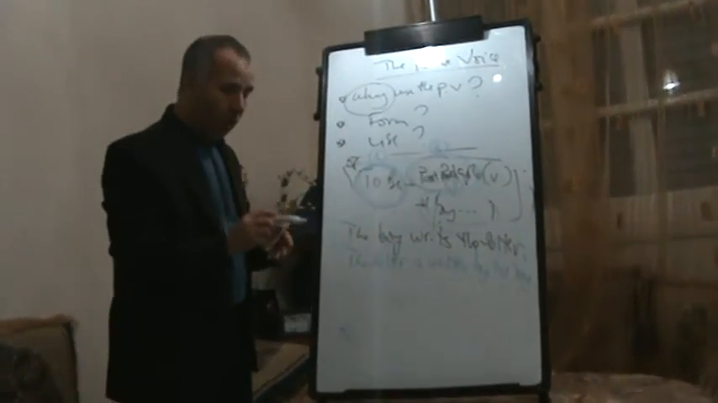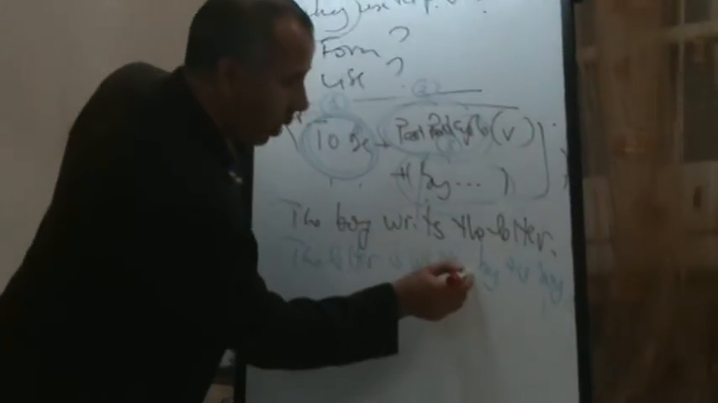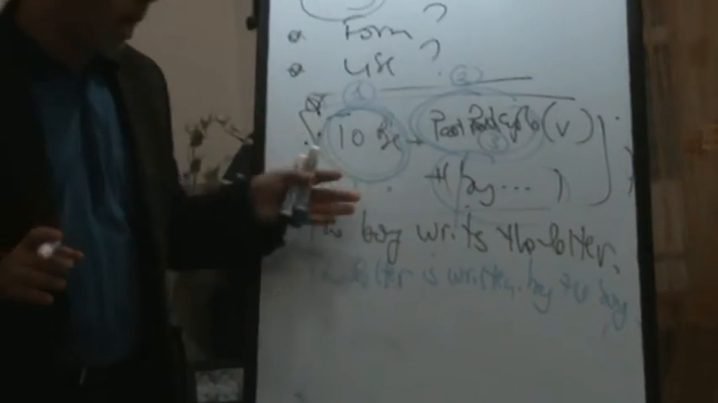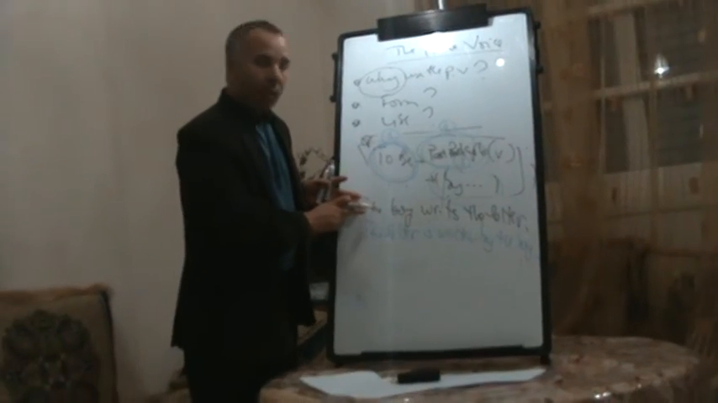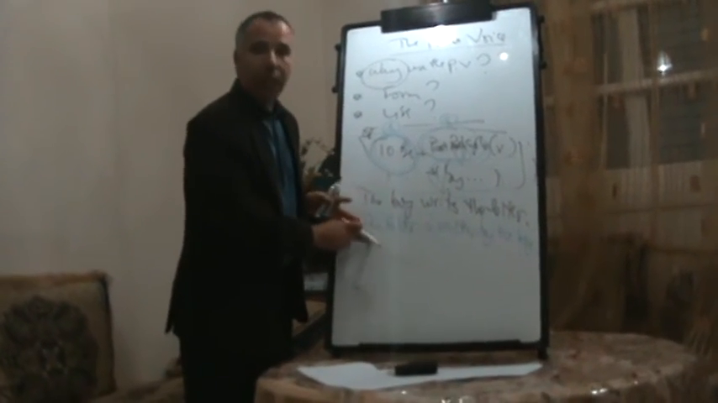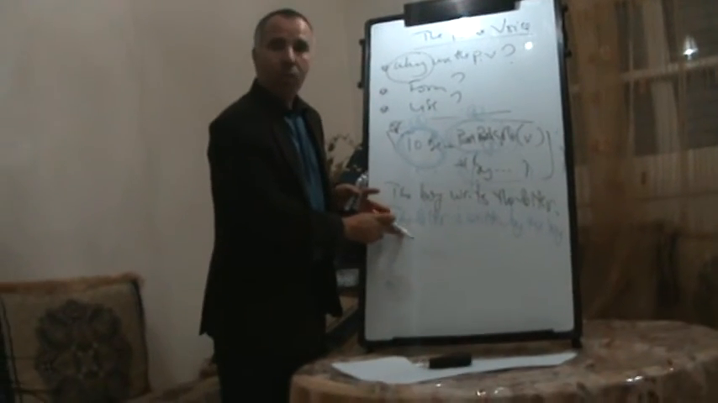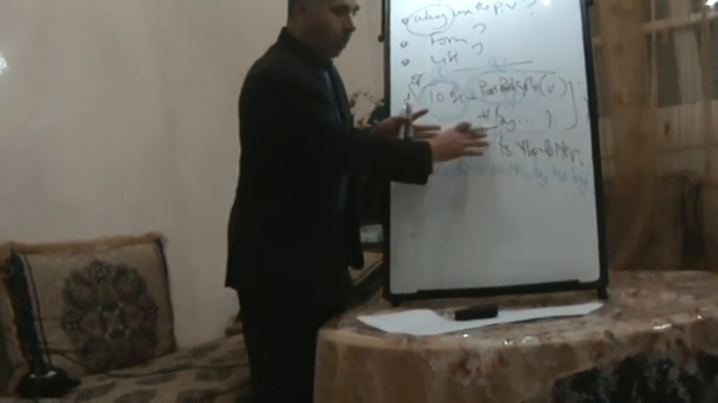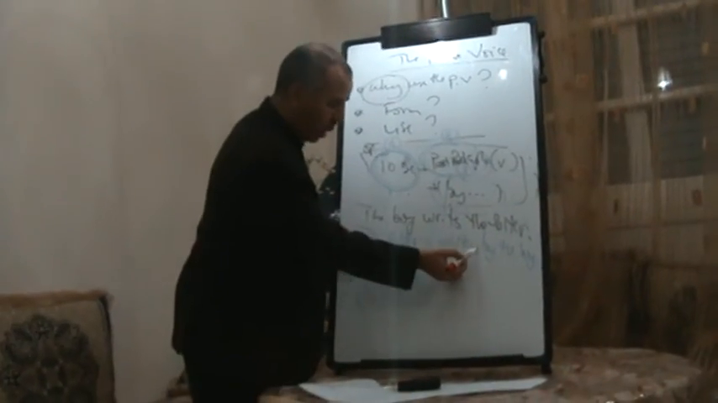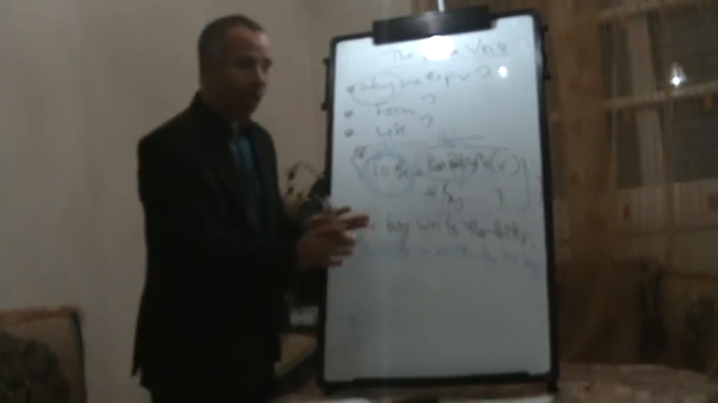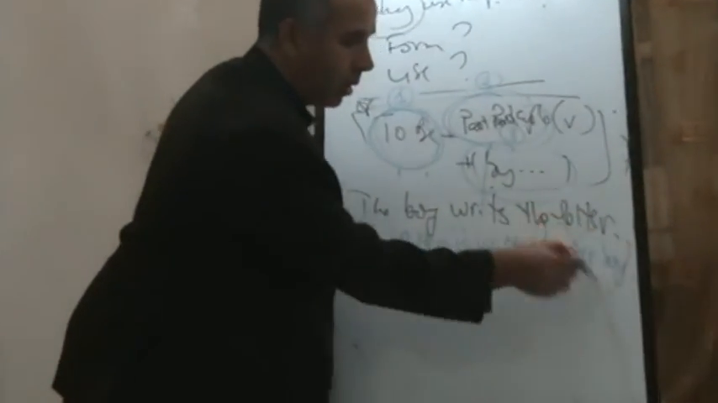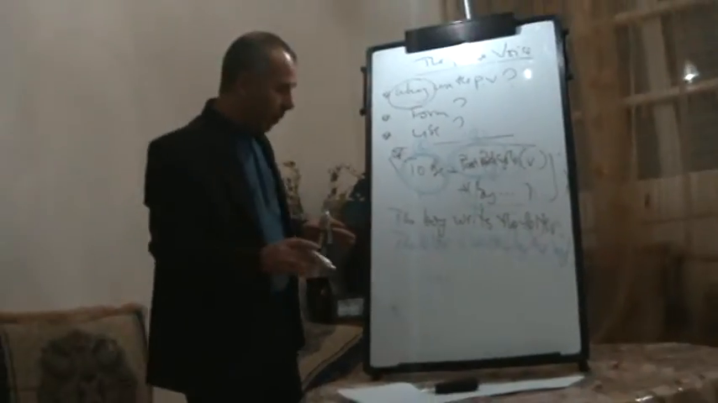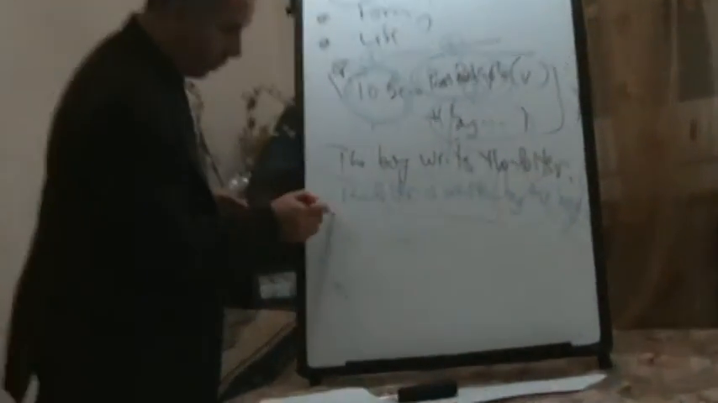We can stop here. I want you to know that we can stop here. It's also correct. The letter is written. The boy writes the letter here because the agent is important. Here it's no longer important. What we focus on here is the action, the writing of the letter. This is why we can stop here. We say the letter is written, and that's all. It's finished. It's correct. But if you use it, it's not a problem.